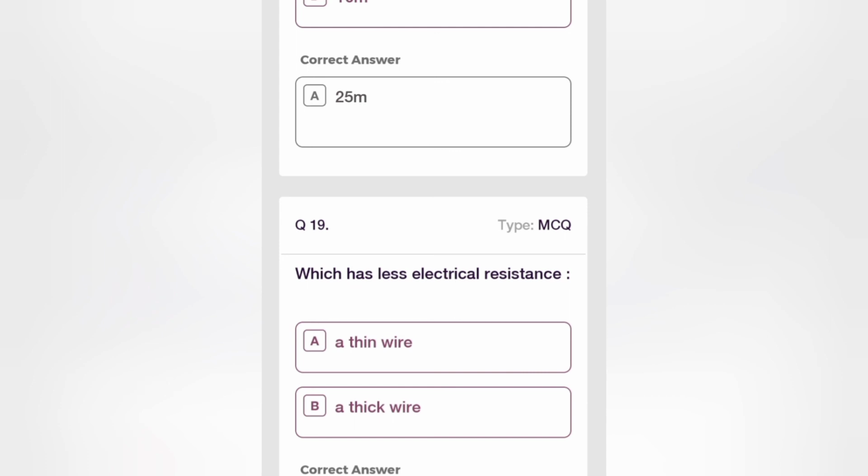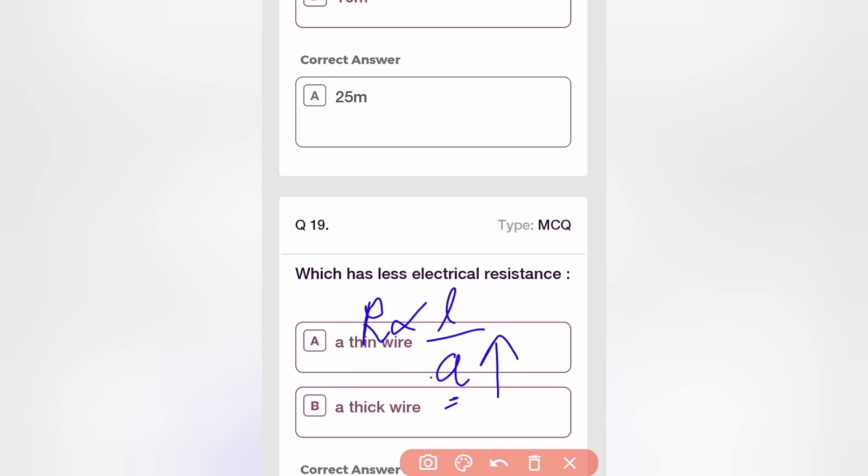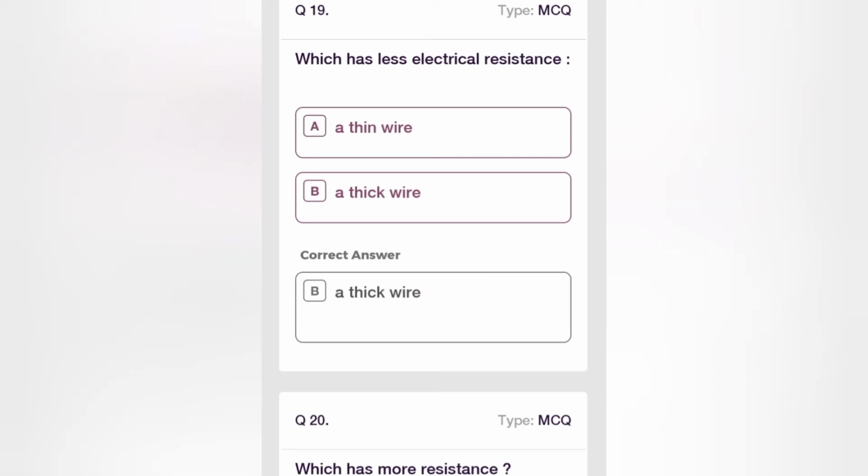Which has less electrical resistance? So we have seen that resistance is directly proportional to length and inversely proportional to area. So area gives the thickness. If the thickness or the area is increasing, then the resistance will decrease. Less resistance means thicker wire will have less resistance. Option B is the correct answer.